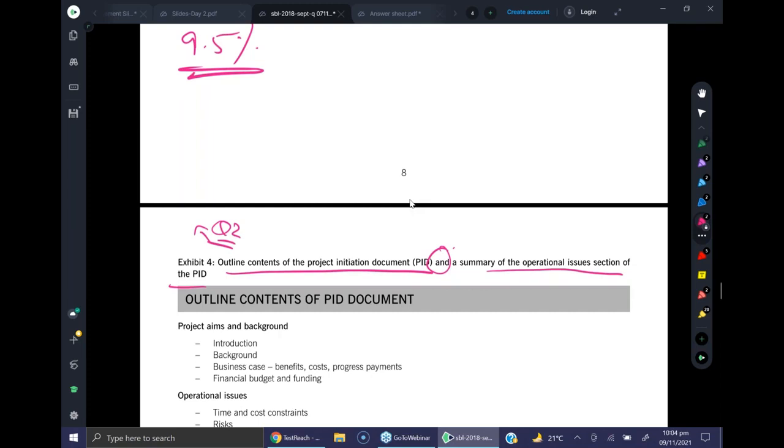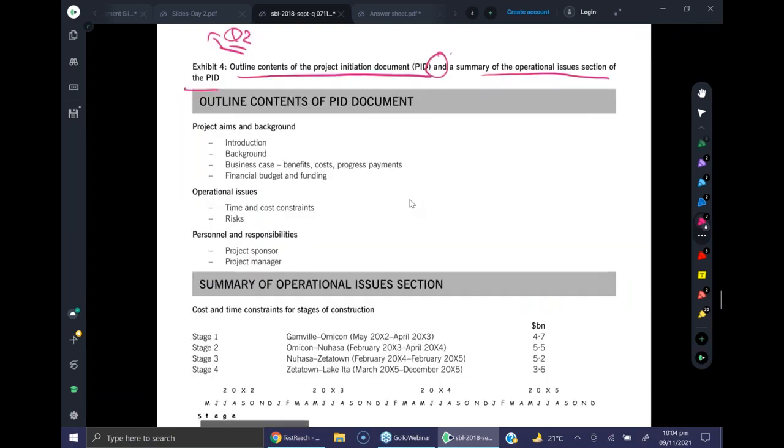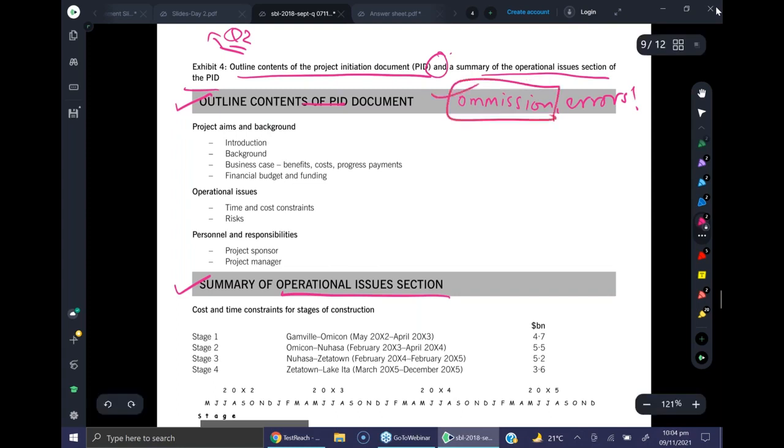So you don't have to change your tone a lot. The task is to critically evaluate the given PID and summary of operational issues, so outline the contents of the PID and summary of operational issues. Critically evaluate means the things which are right, I will say they are right, but I'll be looking for two things: the things which are right, and any omissions or errors, the very prominent ones. Omissions will be my main criteria, if there is anything important that is not here.